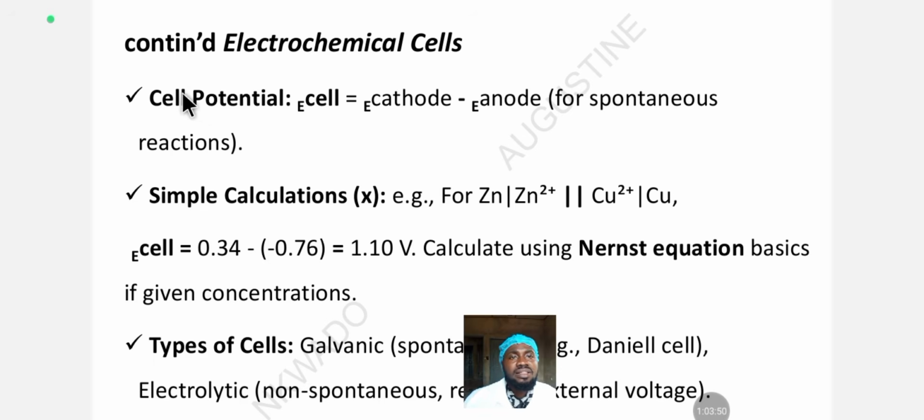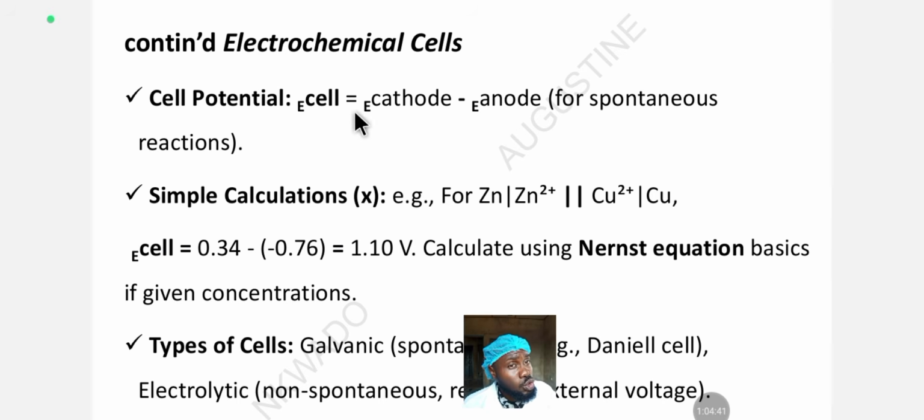Cell potential, which is cell E, is equal to cathode minus anode for a spontaneous reaction, a reaction that occurs naturally. You subtract what you have on the anode from what you have on the cathode to get the cell potential. It's very easy. The formula is very easy: cathode minus anode. Remember, we are now in electrochemical cells.